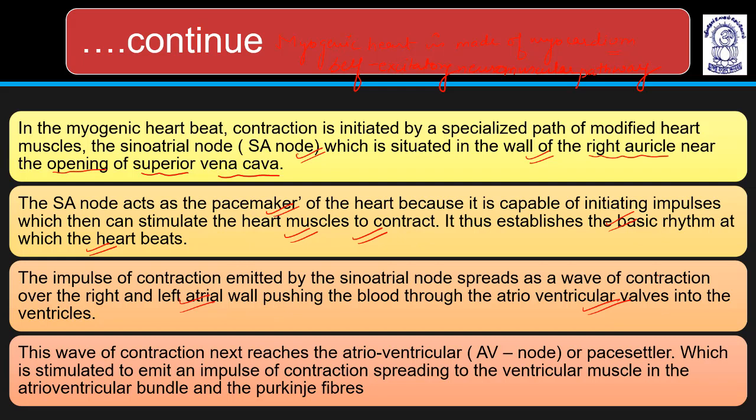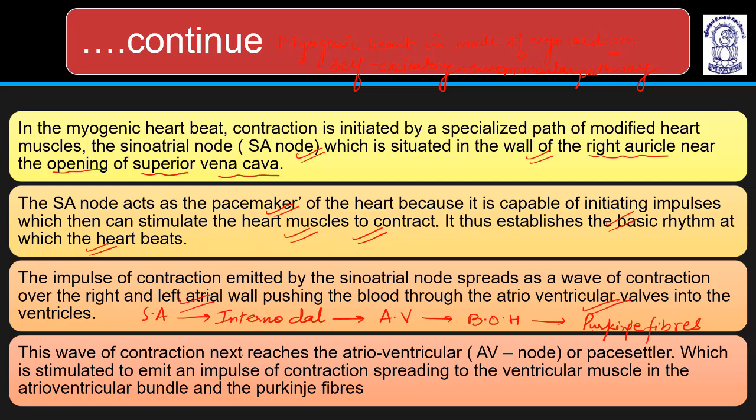So the SA node is the pacemaker. It initiates the impulse. Then the impulse goes to the internodal pathway, which is present at the junction of the walls between the right and left atrium. From the internodal pathway, it moves to the AV node, then to the bundle of His, and from the bundle of His to the right and left Purkinje fibers.